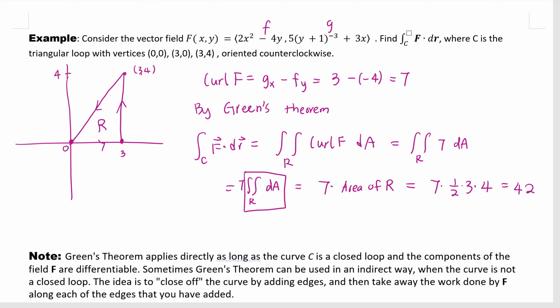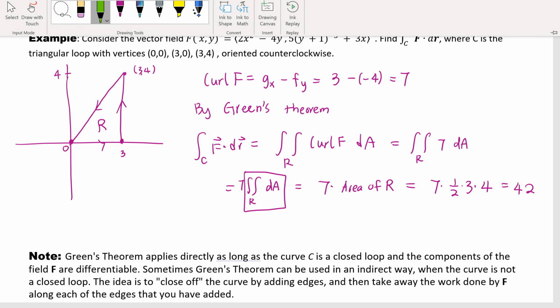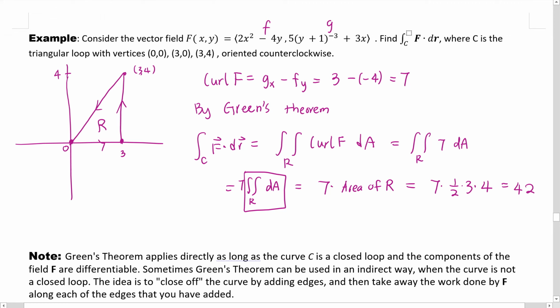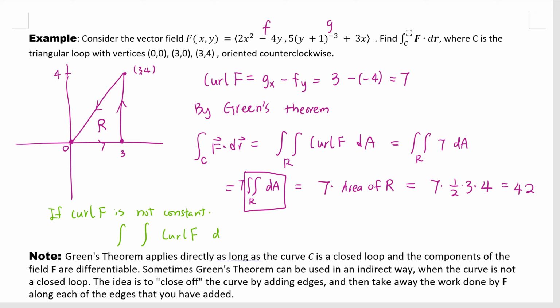In general, if the curl is not constant, what do you do? If it's not constant, then you do need to set up the double integral, and you can do dy dx or dx dy. I would like to do dy dx.